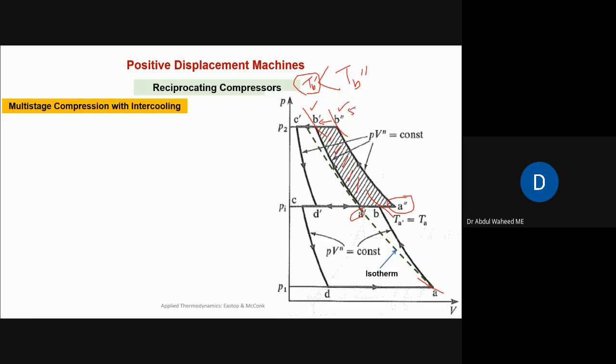For example, your temperature was 500. Now with this process of intercooling, we have reduced this temperature to, for example, 300 degrees Celsius. So this will also increase the life of your compressor, and we can also save some work input to the compressor. That is the reason why we use two-stage compression with intercooling.